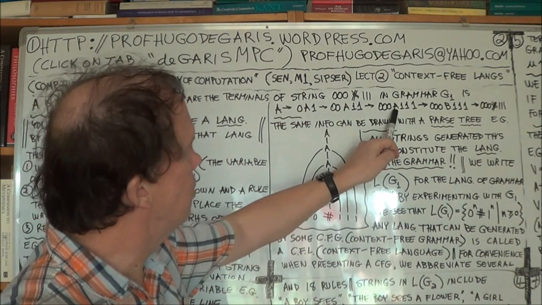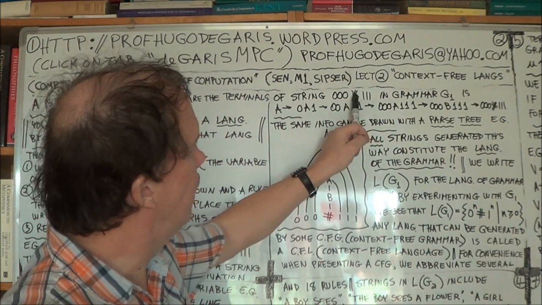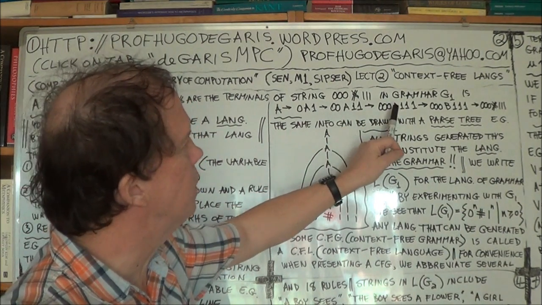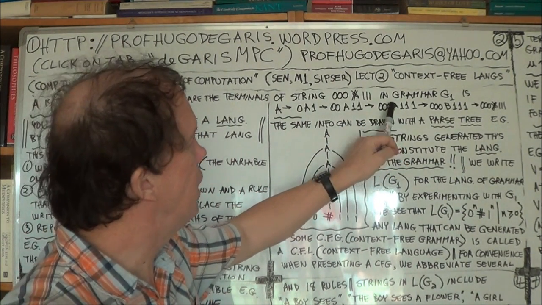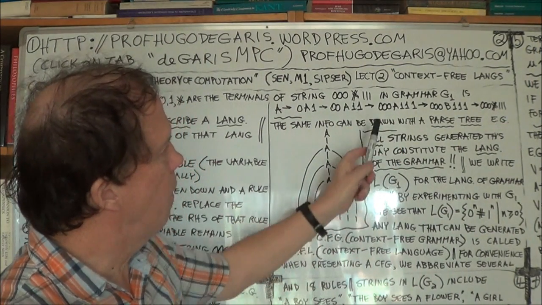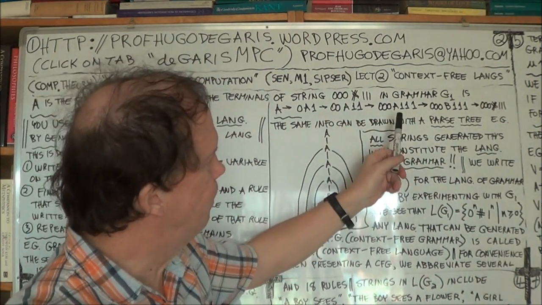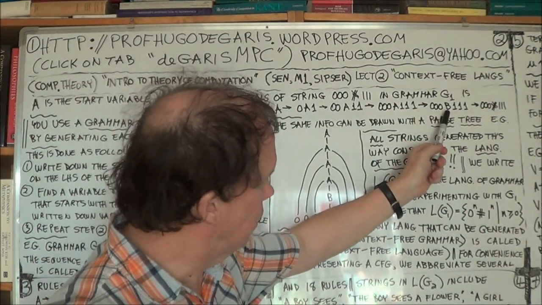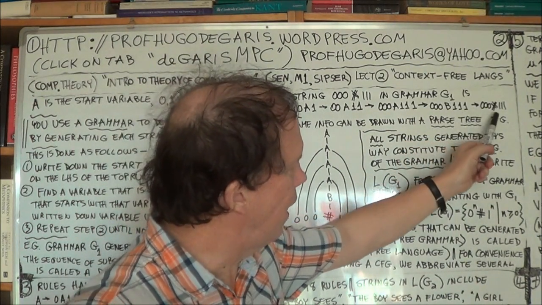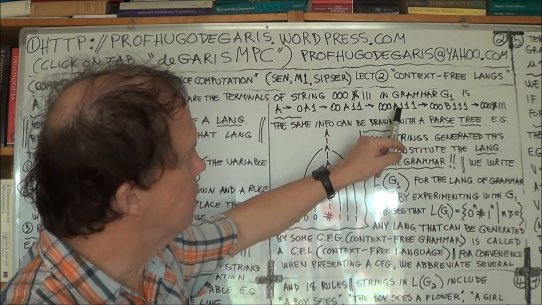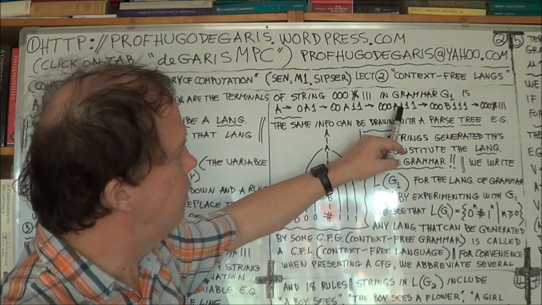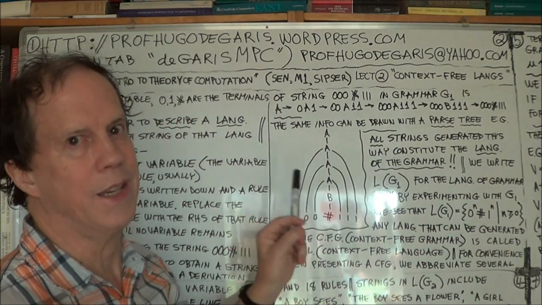So now we want this A to become a hash, but you can't. There's no rule that takes you directly from A to hash. But there is a rule A arrow B, and then from B there's a rule B arrow hash. So let's substitute A for B. We use the rule A arrow B.